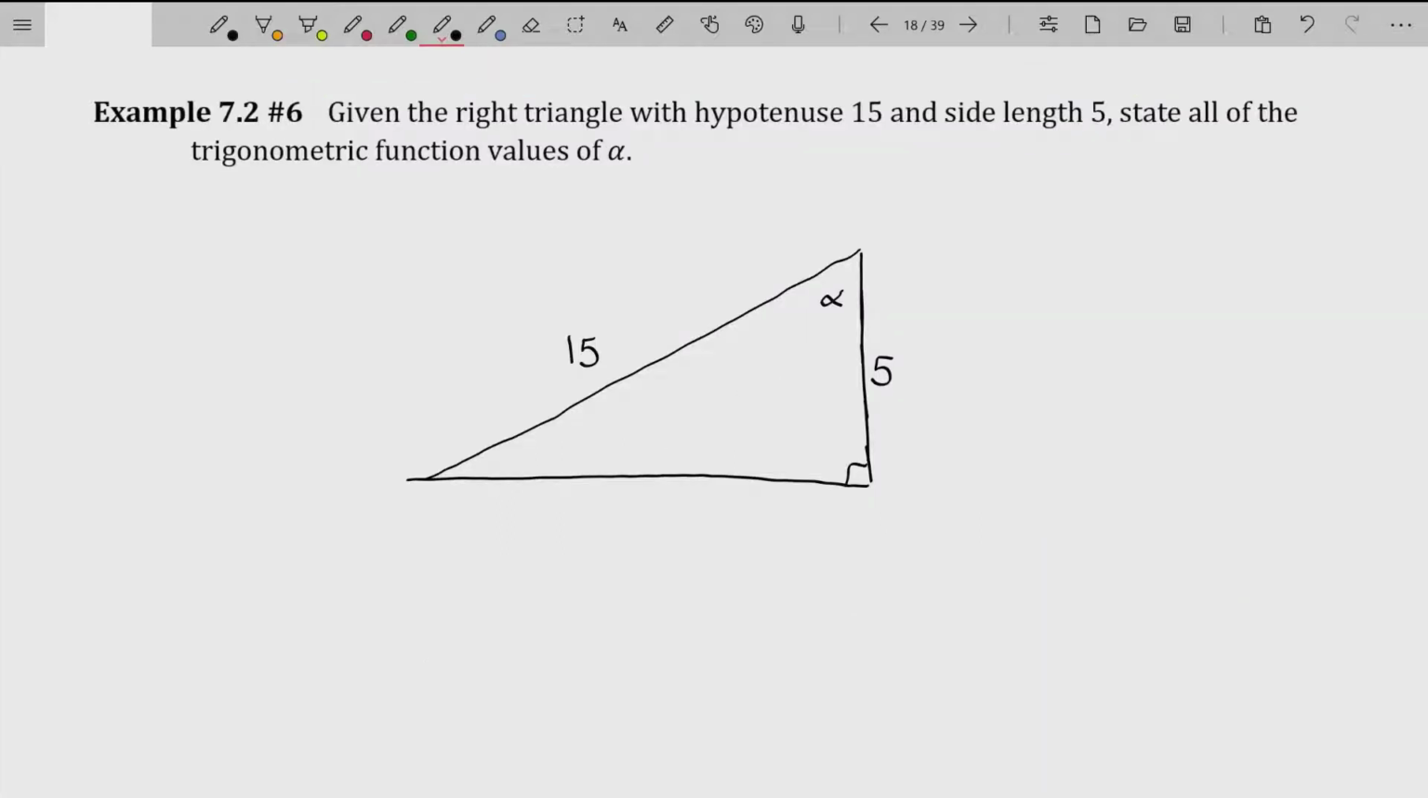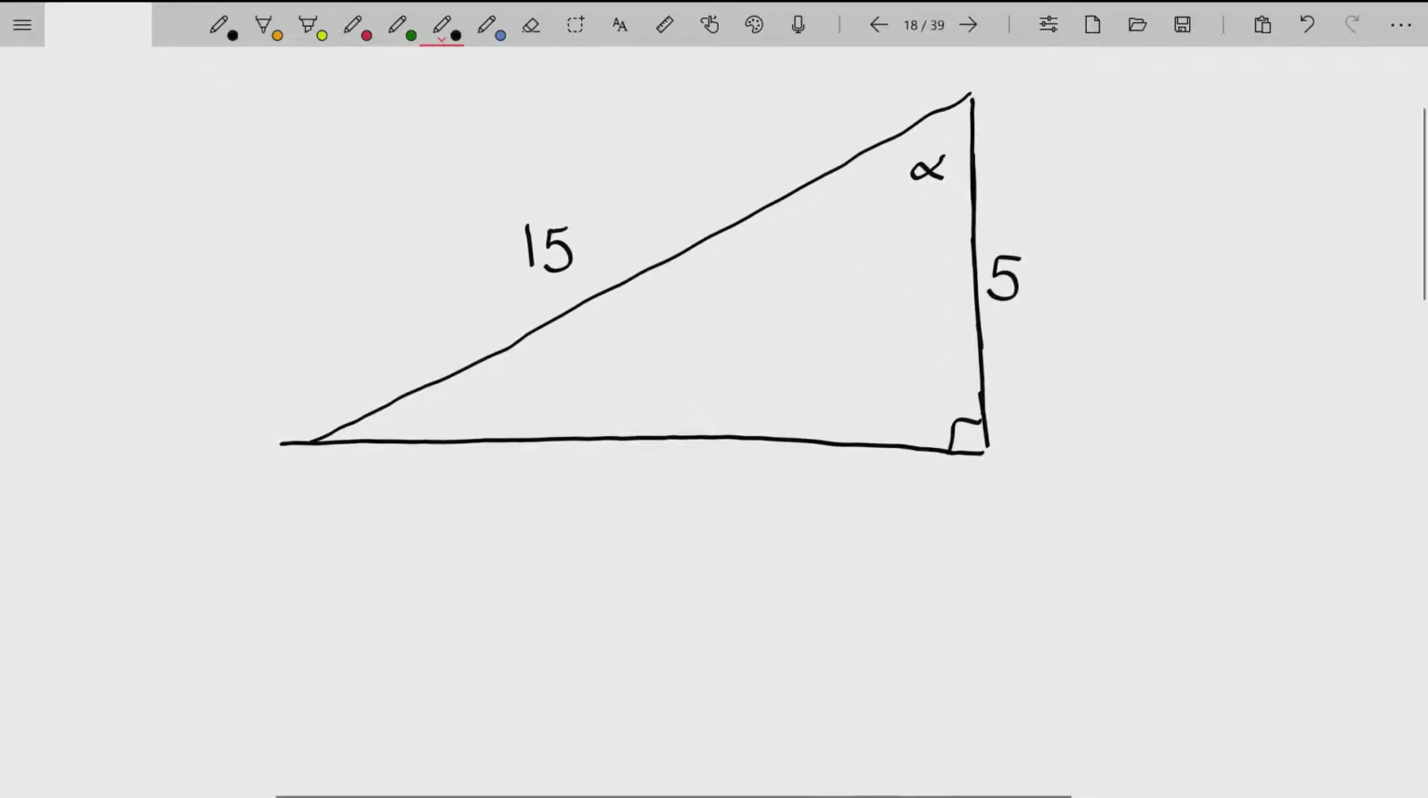So here we go. Given the right triangle as follows, with hypotenuse 15, that's the hypotenuse is always opposite the 90-degree angle, and side length 5, state all the trigonometric function values of alpha. In other words, what's sine of alpha, what's cosine of alpha, what's tangent, all that stuff. Well, first of all, notice we're missing a side. That's not a big deal.